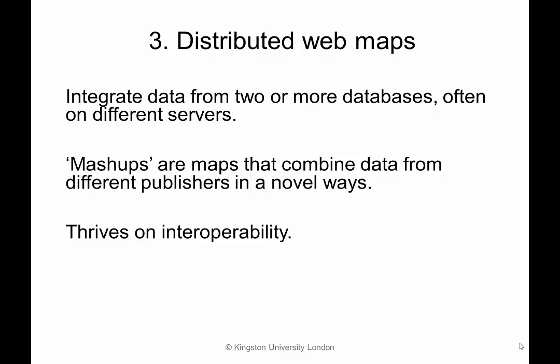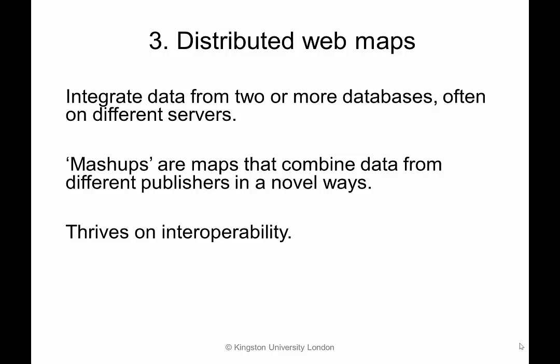So distributed maps are often, but not exclusively, thought of as mashups. You may have heard of mashups in music, mashups in art, and we can also mash up data, which is basically people publish data because they collect it, and for whatever reason they publish it. We'll talk about the various reasons people publish data on the internet in due course.